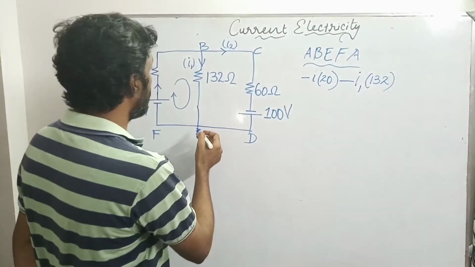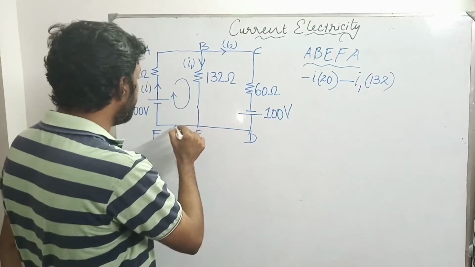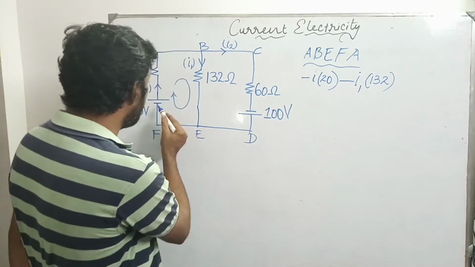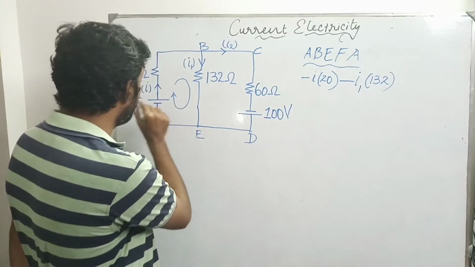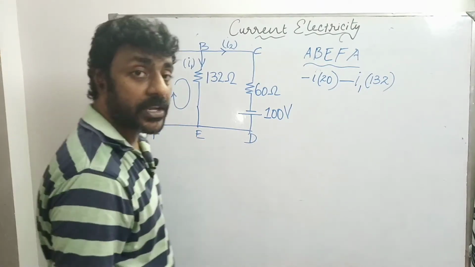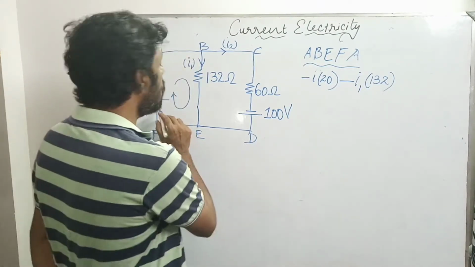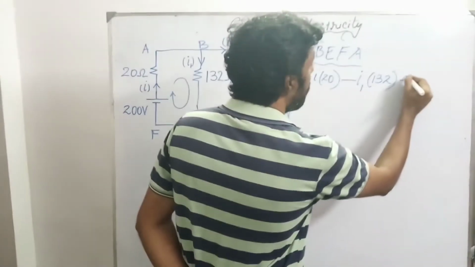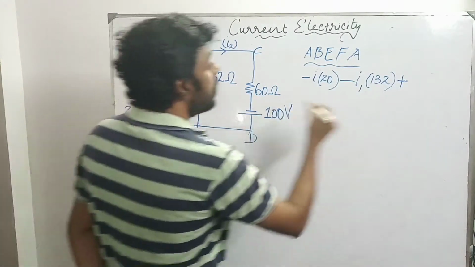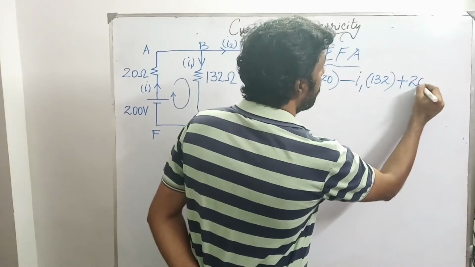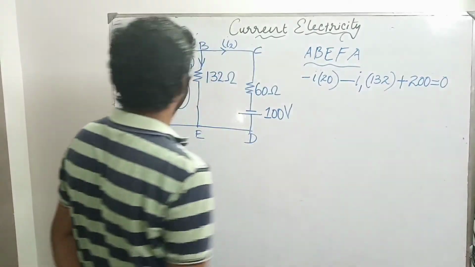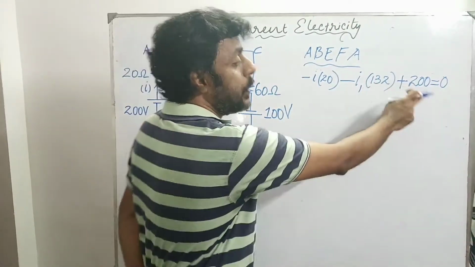Minus I1 into 132. Again, while traveling in the clockwise direction, I happen to encounter the negative terminal of the 200 volt battery. When I encounter the negative terminal of the battery, I automatically assign a positive sign and introduce the value of this voltage source, so plus 200, and I need to equate it to 0.